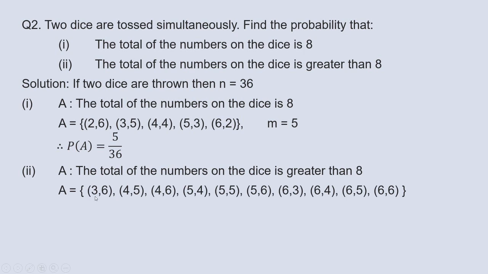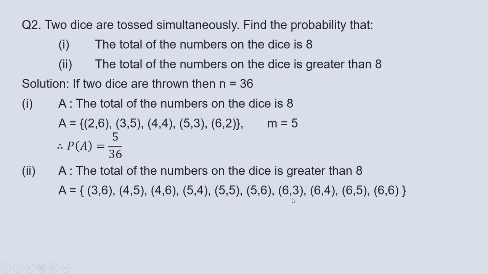First shows 3, second shows 6. So the total is 6 plus 3, 9, that is greater than 8. First shows 4, second shows 5. So the total here is also 9, which is greater than 8. First shows 4, second shows 6, total is 10, greater than 8. First shows 5, second shows 4, total is 9, greater than 8. First shows 5, second dice shows 5, total is 10, greater than 8. First shows 5, second shows 6, total is 11, which is greater than 8.